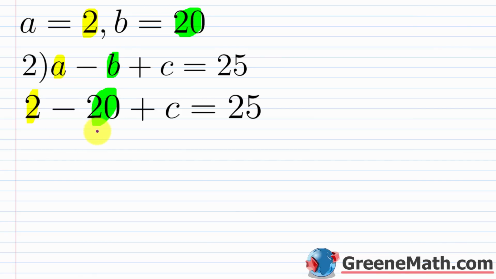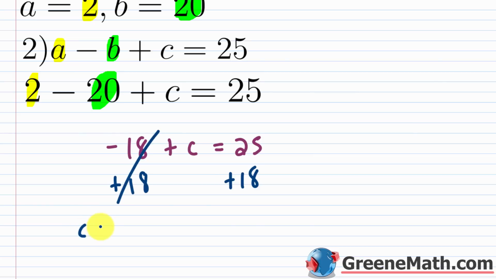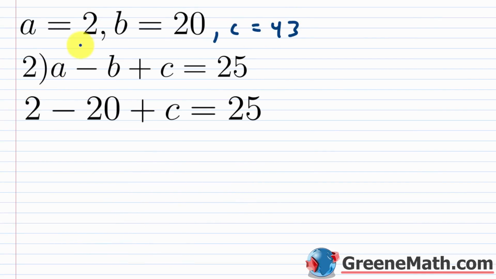So we have 2 minus 20. We could just do that. That's negative 18. And then plus c is equal to 25. I'm going to add 18 to both sides of the equation. This cancels. So you can have that c is equal to 25 plus 18 is 43. So let me put a comma up here and put c is equal to 43. And essentially you have your a, your b, and your c.